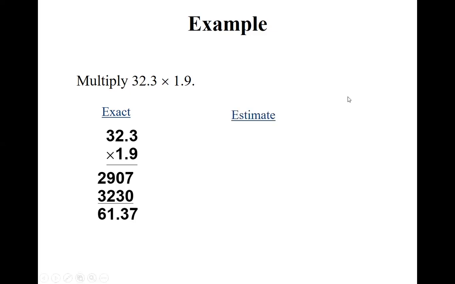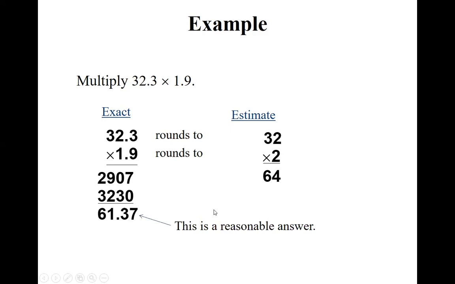The estimate would be 32 times 2, which is 64, which is close to 61.37, certainly closer than 6 or 613. So this is a reasonable answer.